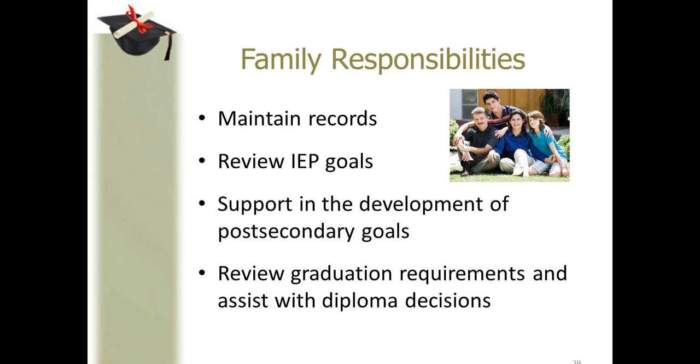Keep records of all transition-related services and activities that occur. Review your son or daughter's IEP goals. Review graduation requirements and help make decisions about diploma options. Provide opportunities for your son or daughter to explore post-school options like employment, career centers, colleges, universities, living arrangements, recreation and leisure, and the community services, and support your son or daughter in developing his or her measurable post-secondary goals.